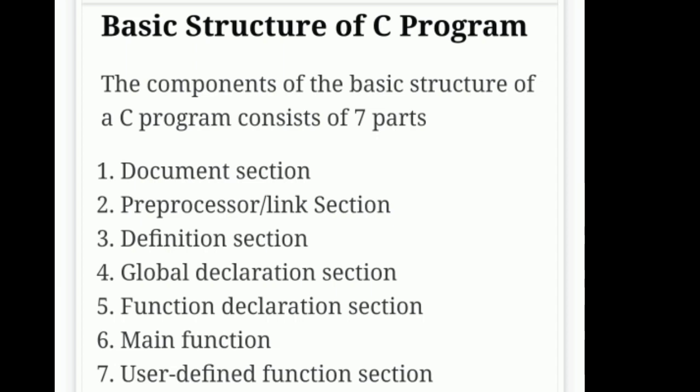What is the sixth point? It is the main section. The sixth point is the main section, from where the execution of the program begins. Here, the program execution starts. The main section involves the declaration and execution sections.